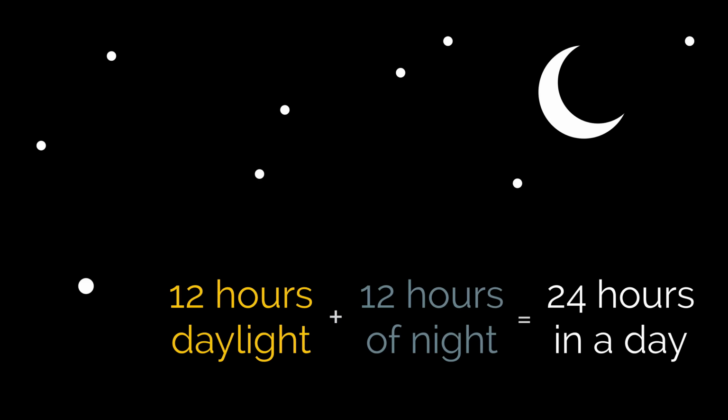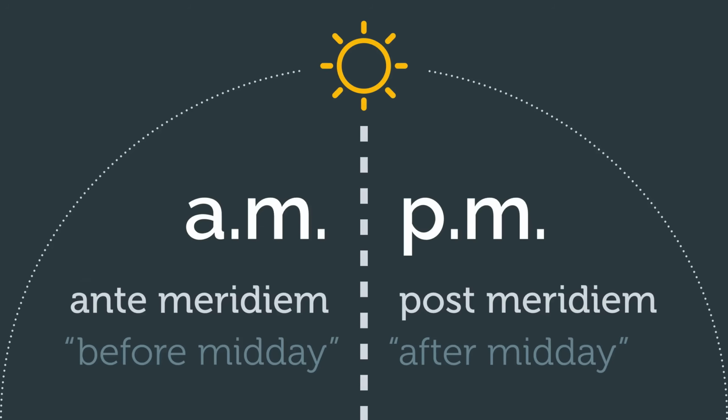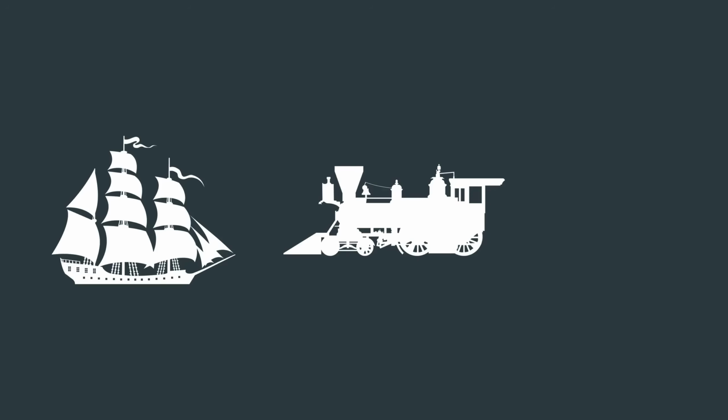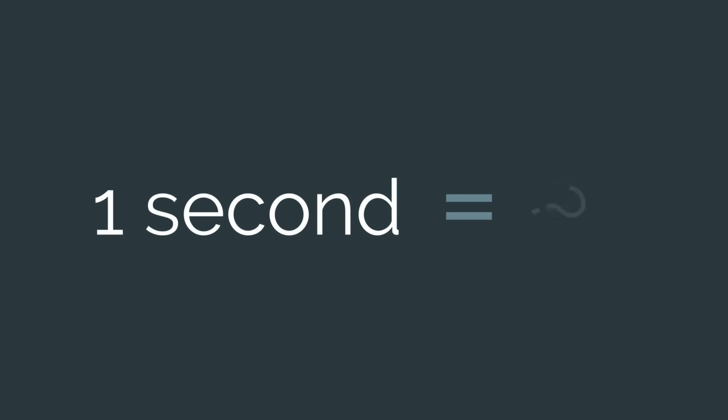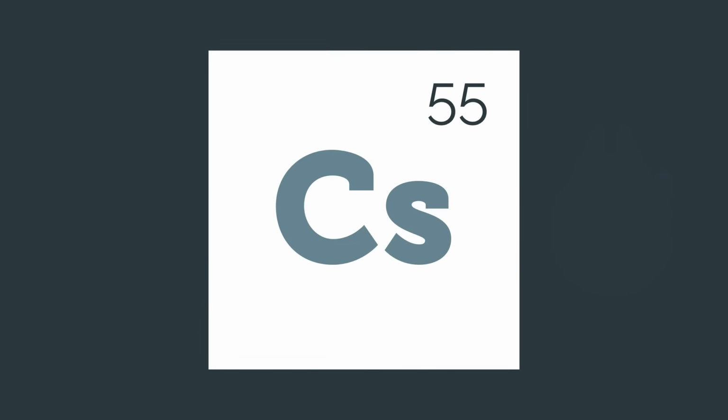As our technology continued to increase, having a time system that was based off of guessing the time relative to midday became inefficient as we started to do more nautical plotting, train scheduling, or interstellar travel. So the length of a second needed to be standardized. This was accomplished with the help of a little bit of cesium, and more recently, lasers.